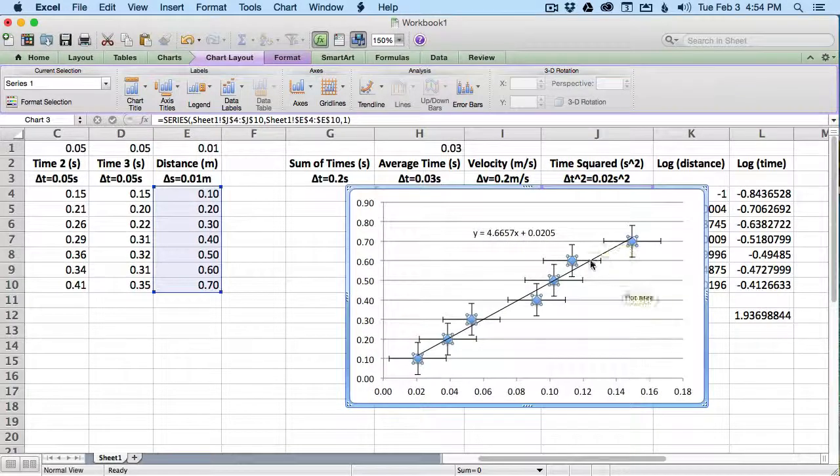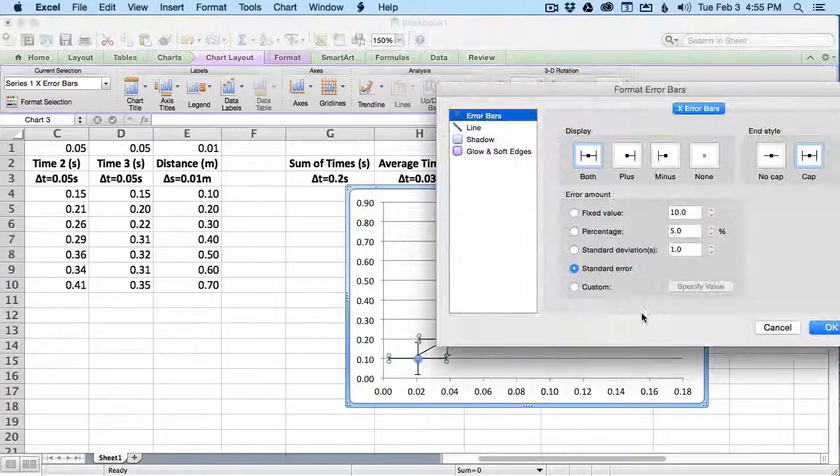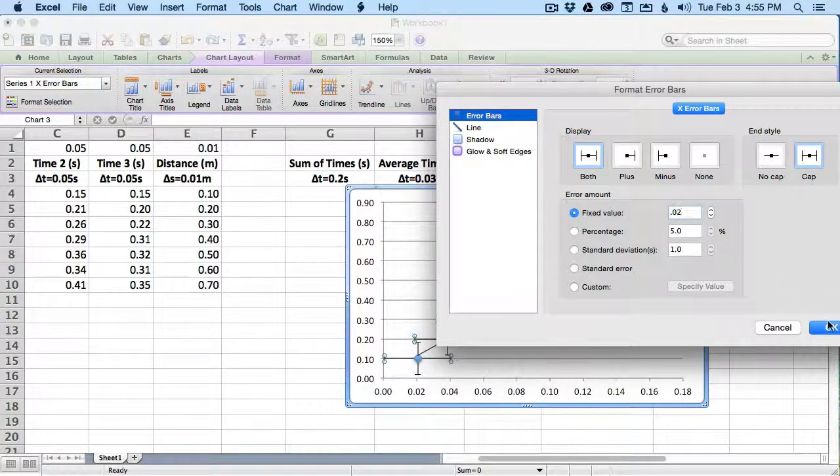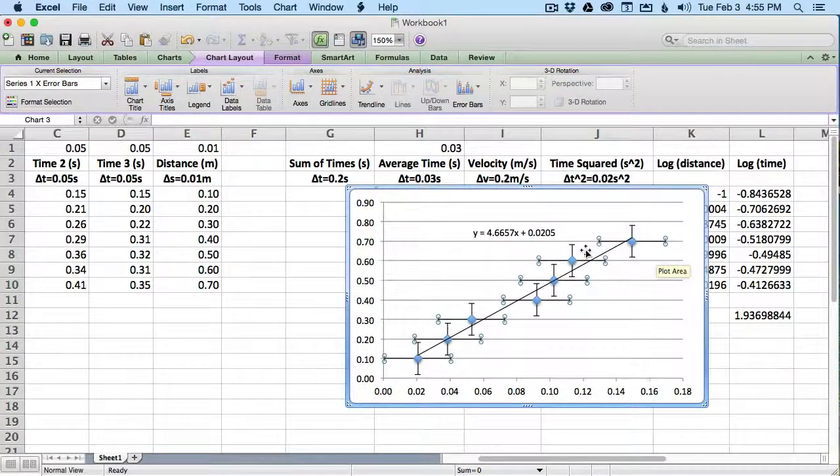It's going to add some crazy lines in there, which we're not so worried about. I'm going to click on the horizontal. Horizontal is times squared. I know my uncertainty for times squared is 0.02. So let me right click, format error bars. We're going to add a fixed value of 0.02. And hit OK. As we can see, that's a decent uncertainty.